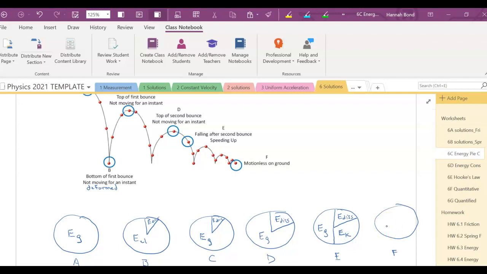And then finally, we get all the way over many bounces later, the ball finally comes to a stop on the ground, and it's not moving. At this point, all of its energy has been moved into the dissipated category.